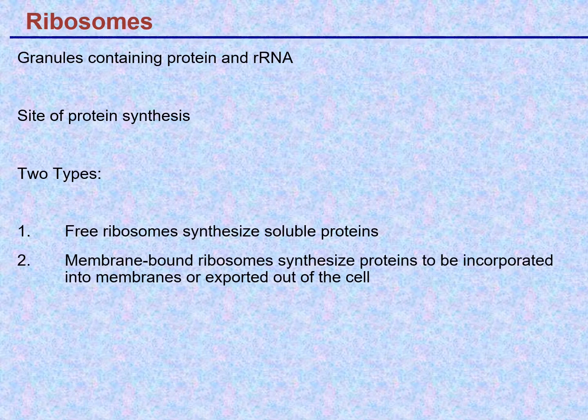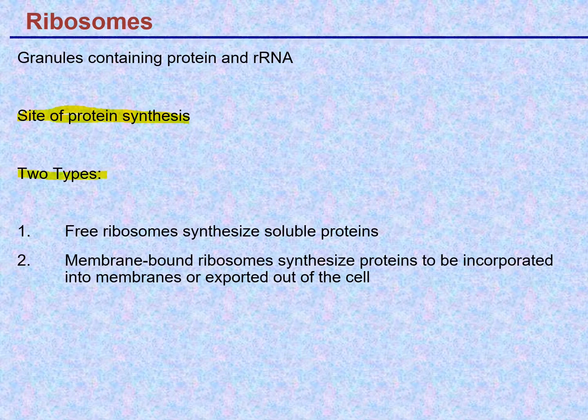Now, inside the cell is a non-membranous structure which are called ribosomes. They are granular in structure, granular particles made of two subunits, and they contain protein and ribosomal RNA. This is the site of protein synthesis, other than any protein synthesis that occurs in the mitochondria. This is the site of the vast majority of protein synthesis that occurs in the cells.